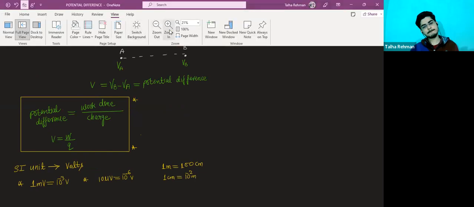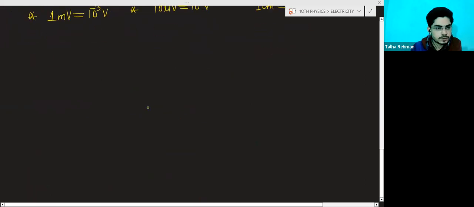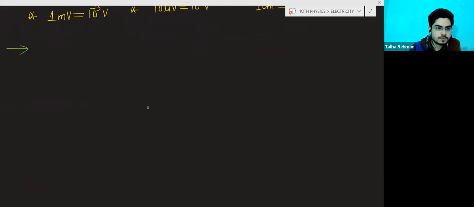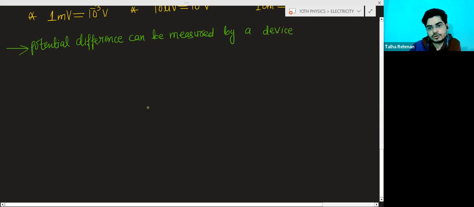For measuring the potential difference, the voltmeter is used. So you can write: potential difference can be measured by a device known as voltmeter.